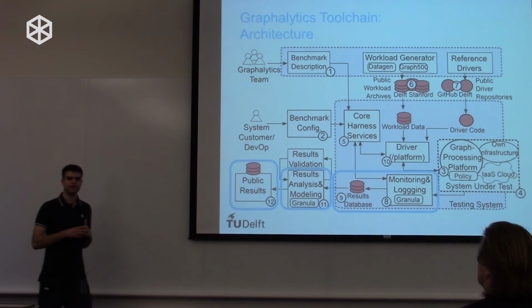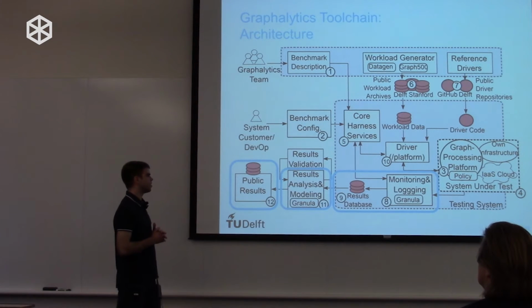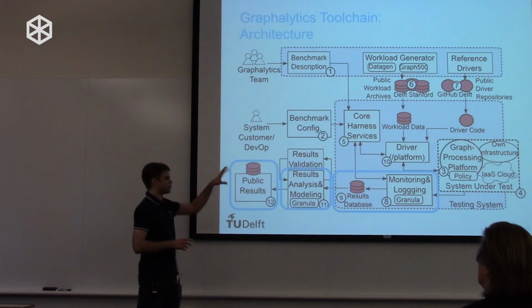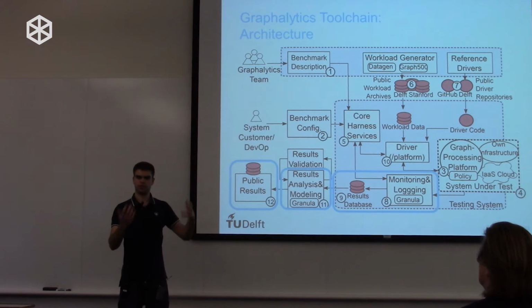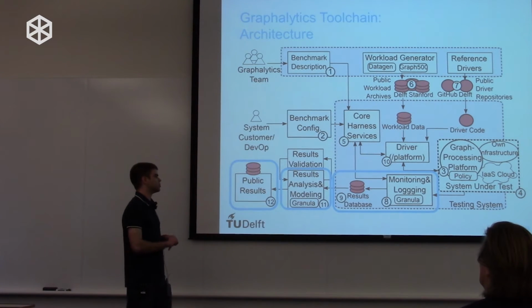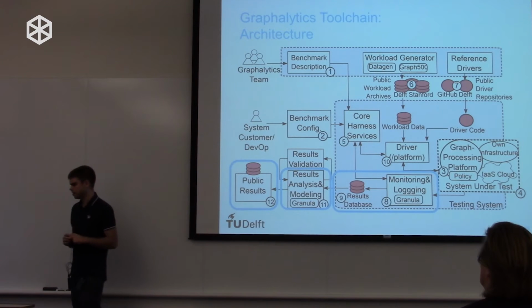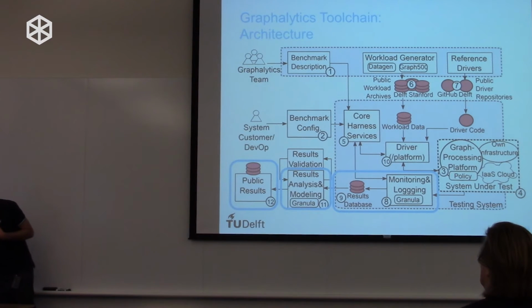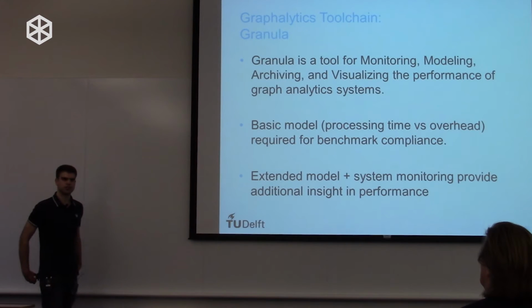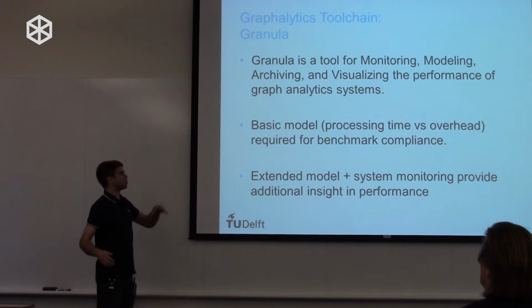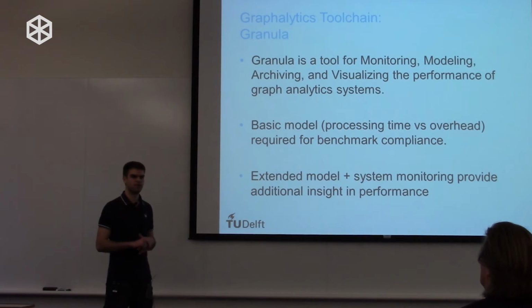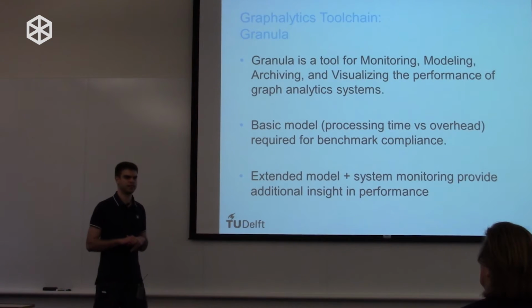So the second key part of the architecture is how the results of this benchmark are actually processed. After running all these algorithms, you produce a lot of logs, a lot of data, which is then collected and analyzed, and finally can be put in some sort of public database. And for this we use a tool called Granula, which is a tool for monitoring, modeling, archiving, and visualizing the performance of graph analytic systems.